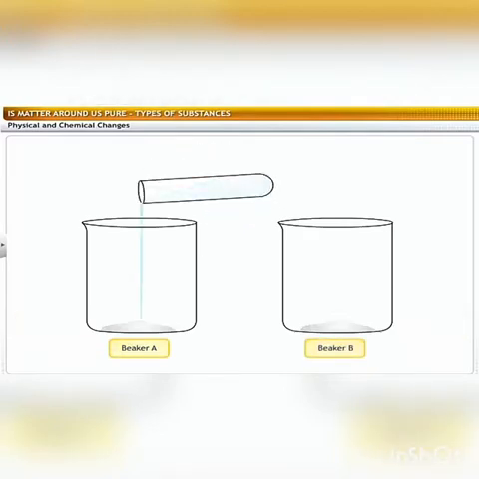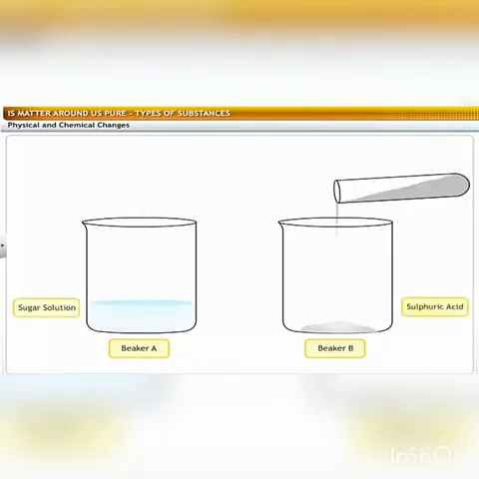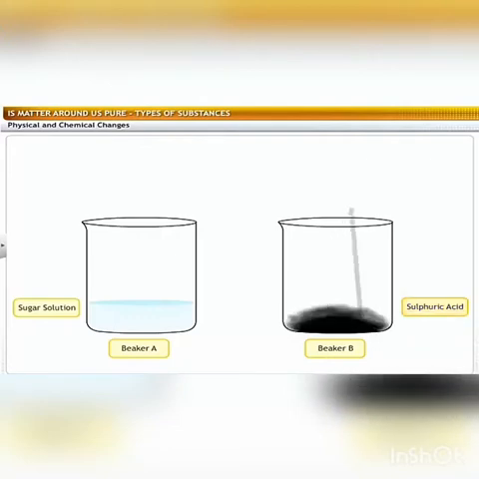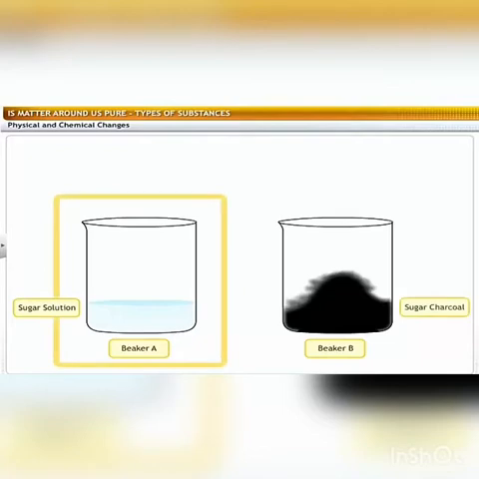Let's add some water to beaker A and stir it. In beaker B, we will add a little sulfuric acid. Now, observe what happens in beaker A. The sugar gets dissolved in water. In beaker B, sugar reacts with sulfuric acid and black sugar charcoal is formed.